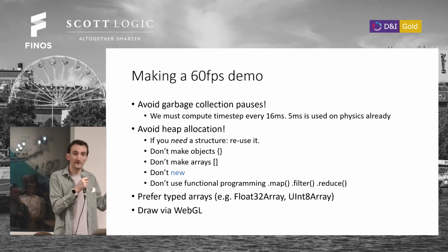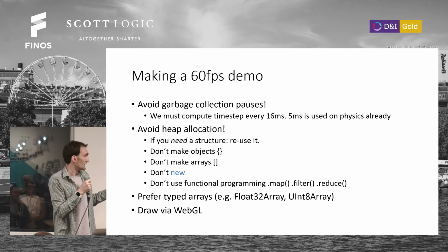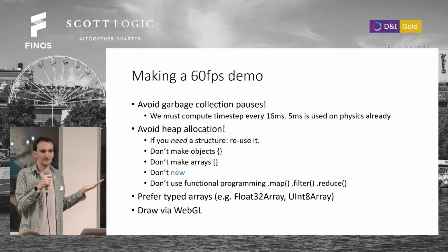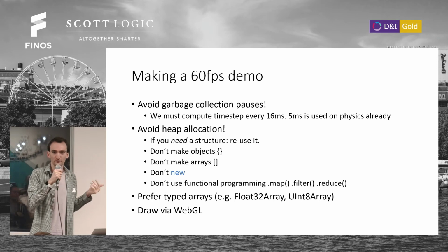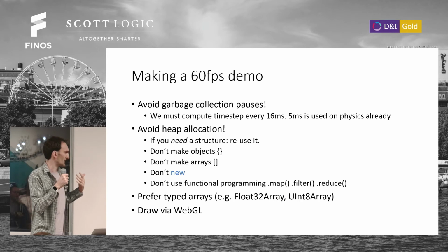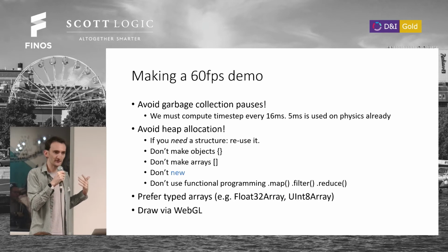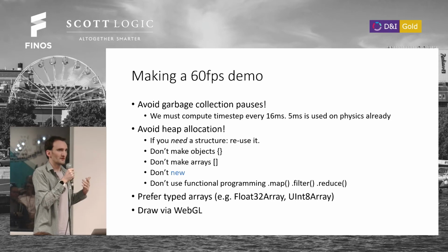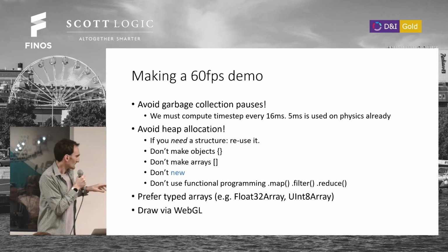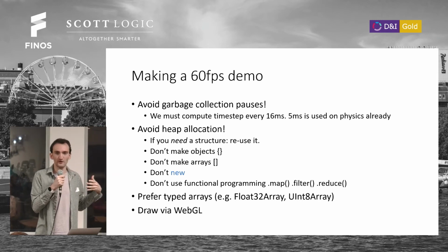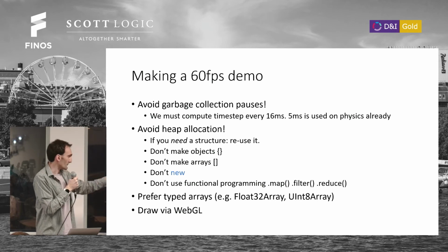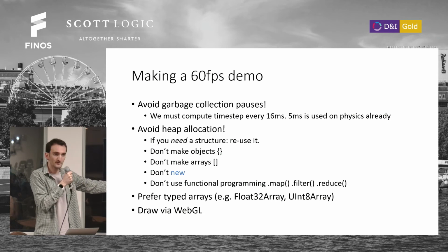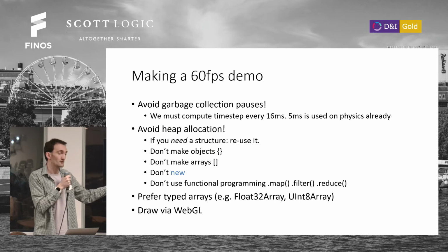But your main enemy here is the garbage collector. If there is a large GC pause, then you lose JavaScript execution for a few milliseconds. That is absolutely enough to cause stuttering, and that will impact your physics calculations, since physics time and render time are the same thing. So how do you stop garbage collection? You stop creating garbage. Avoid heap allocation. If you need a structure, reuse it. Don't make objects, don't make arrays, don't new, and don't use functional programming.